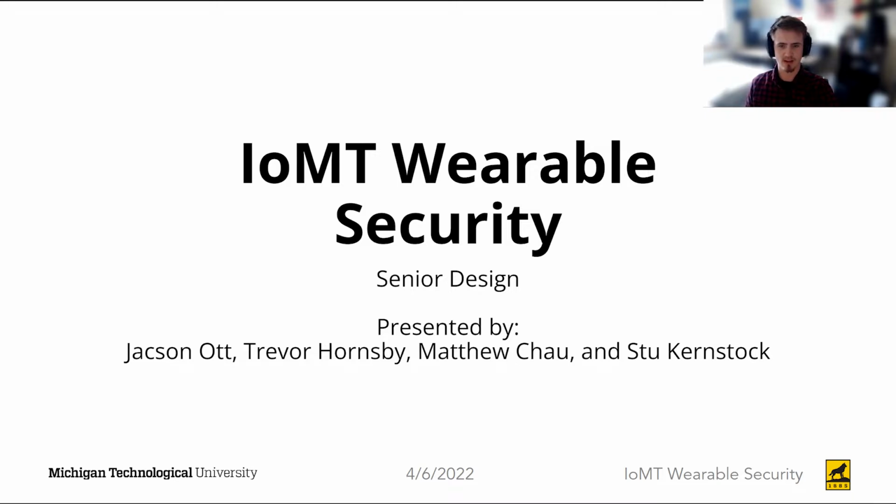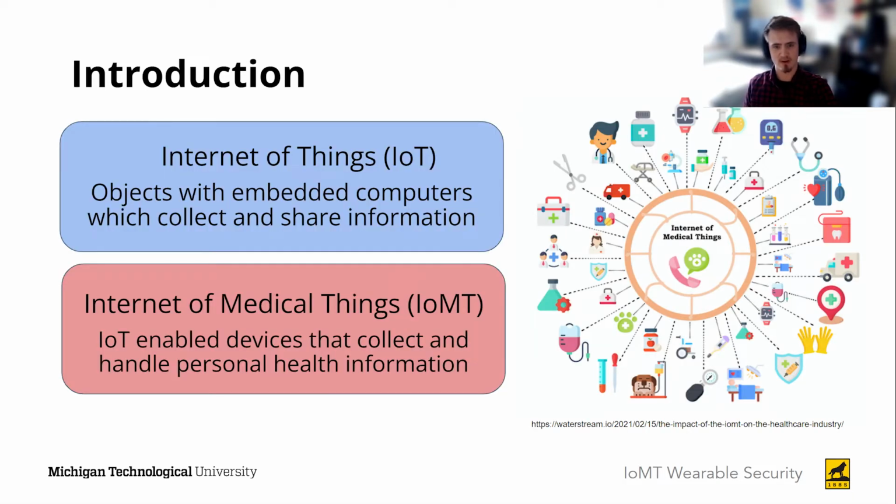So what is IoMT? IoMT, or the Internet of Medical Things, is a subsection of the Internet of Things. These are devices that have been embedded with computers, allowing them to collect and share information over the internet. Some common examples of IoT devices include smart plugs, internet-enabled thermostats, garage door openers, cameras, you name it. The Internet of Medical Things are simply these IoT devices which have been used to collect and handle personal health information. This is information about users such as heart rate, blood pressure, sleep cycles, and other key factors.